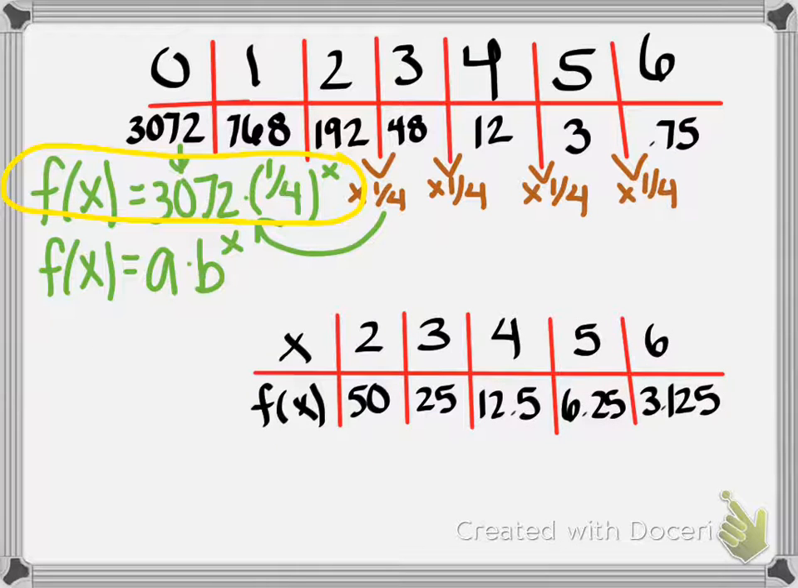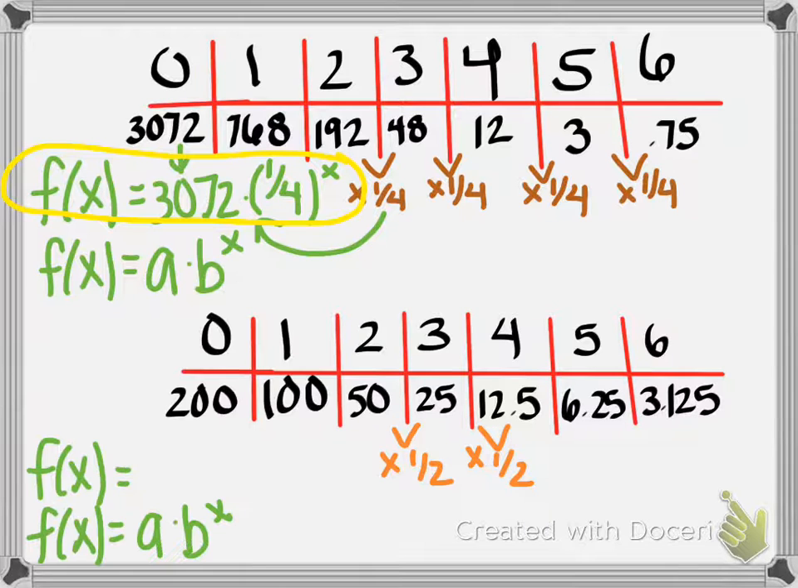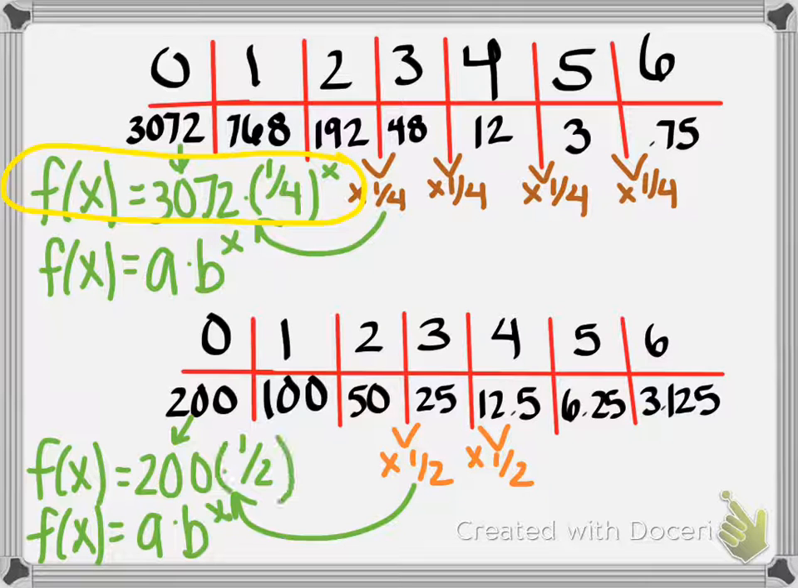Right away for this next one, I can tell that my rate is going to be multiplying by 1/2 each time. But again, I start at 2, so I need to find my first and my 0. Multiplying by 2, I get that my starting point is 200, so that's what I put in for a. And my rate of change is 1/2, so that's what I put in for b to the power of x. And that is my final answer.